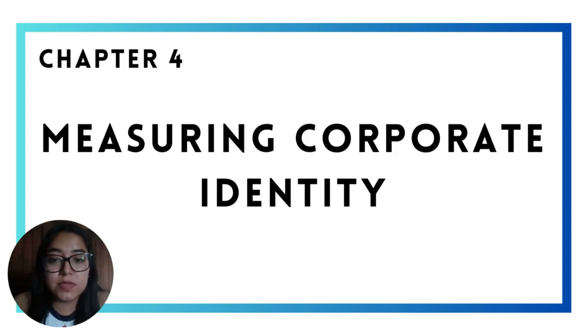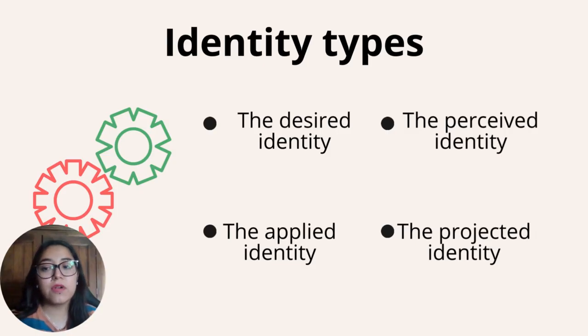Chapter 4: Measuring Corporate Identity. We describe four identity types of interest to companies exploring their corporate identities: the desired identity, the perceived identity, the applied identity, and the projected identity.